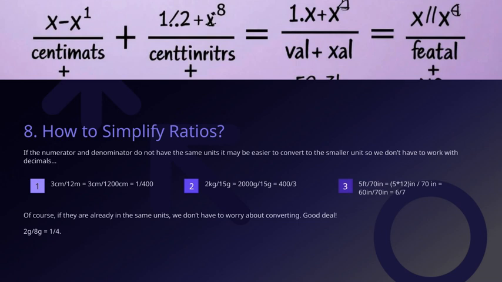The main takeaway here is that converting units to the same measurement makes ratios much easier to work with, especially when dealing with decimals. It streamlines the process and helps you see the ratio more clearly. So let's take a look at some more examples.